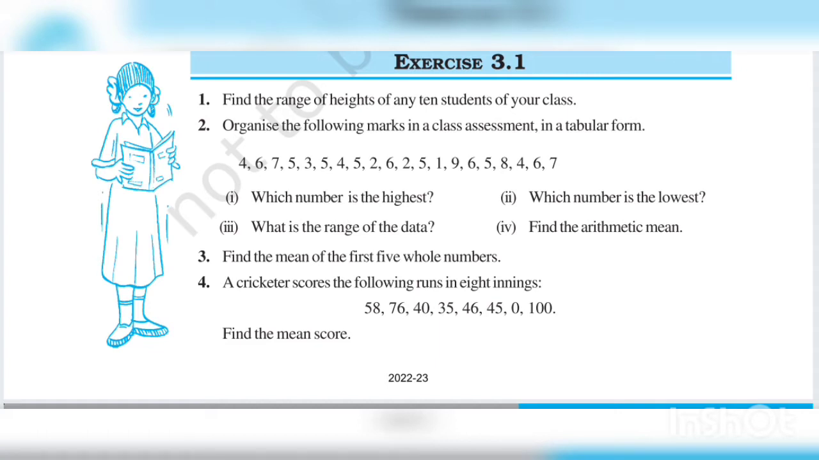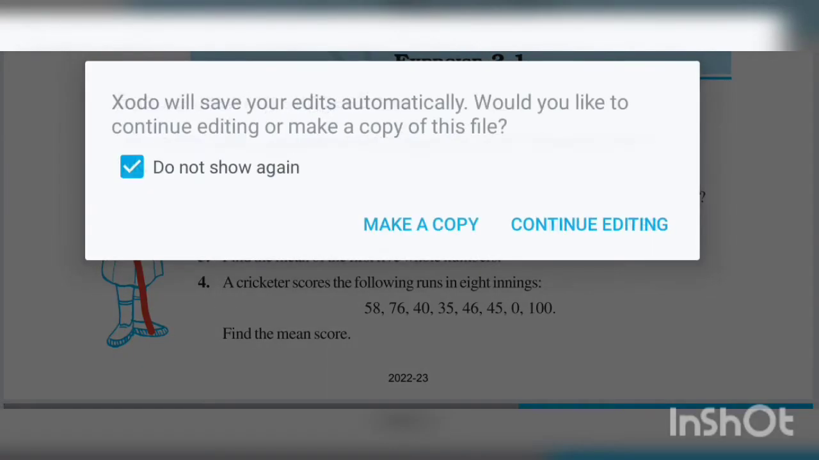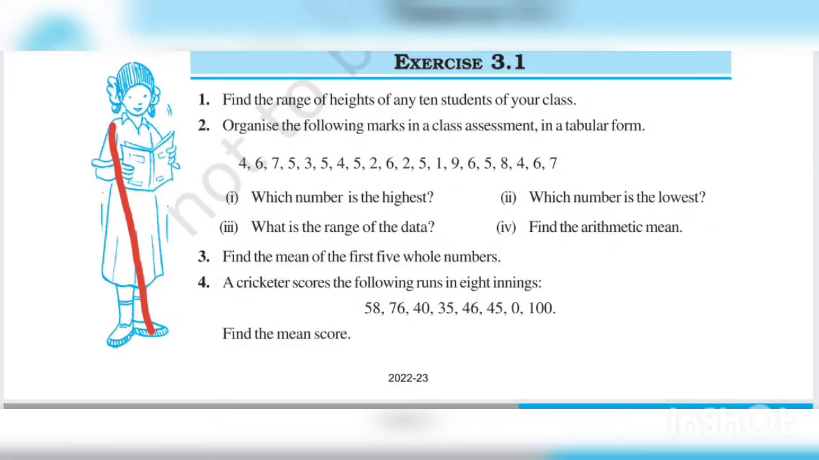In question number 2, it is written: organize the following marks in a class assessment in a tabular form. Now, what is called tabular form? We have already done this in class 6: in tabular form, we just have to make a table of tally marks. I don't think I have to teach you how to make tally marks, so just do this sum without wasting time.